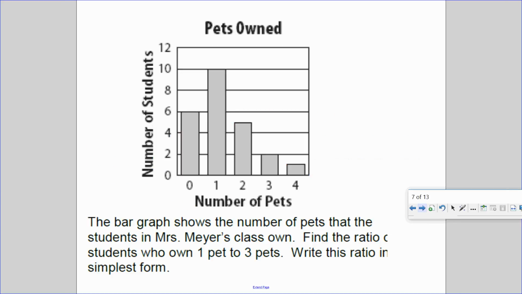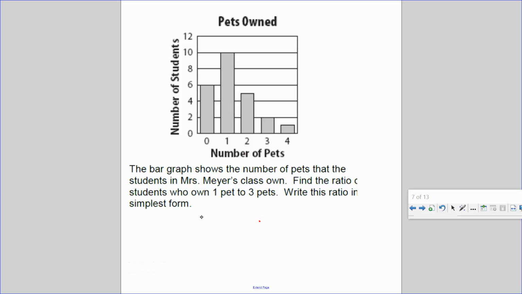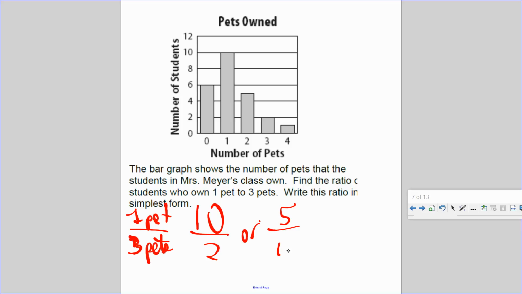The bar graph shows the number of pets that the students in Mrs. Meyer's class own. Find the ratio of students who own 1 pet to 3 pets. Write the ratio in simplest form. So 10 people own 1 pet. We're going to compare them to 3 pets, and that is 2 people. So we simplify that to 5 to 1. So pet owners that have 1 pet are 5 times more likely than those who have 3 pets.